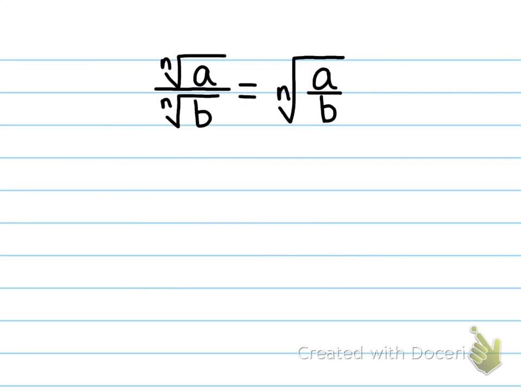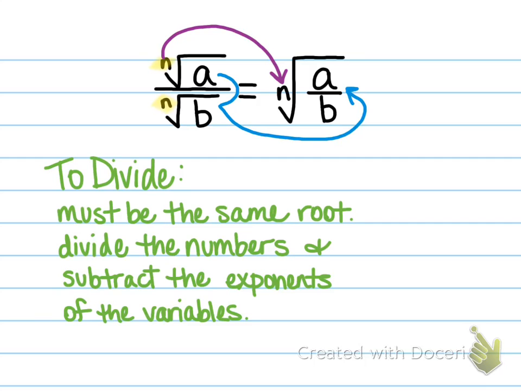Dividing is very similar. You cannot divide radicals unless their index is the same, and we're going to keep the index. And then we just divide the two radicands, or whatever is underneath each of the radicals, a divided by b. So the roots must be the same. We'll divide the numbers. Since we're dividing variables, that's when you subtract the exponents of those variables, and then simplify after that if you need to.